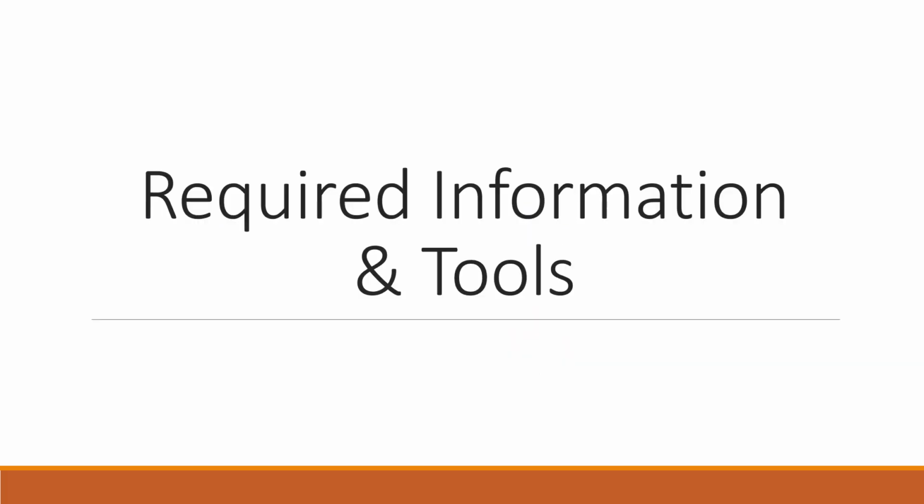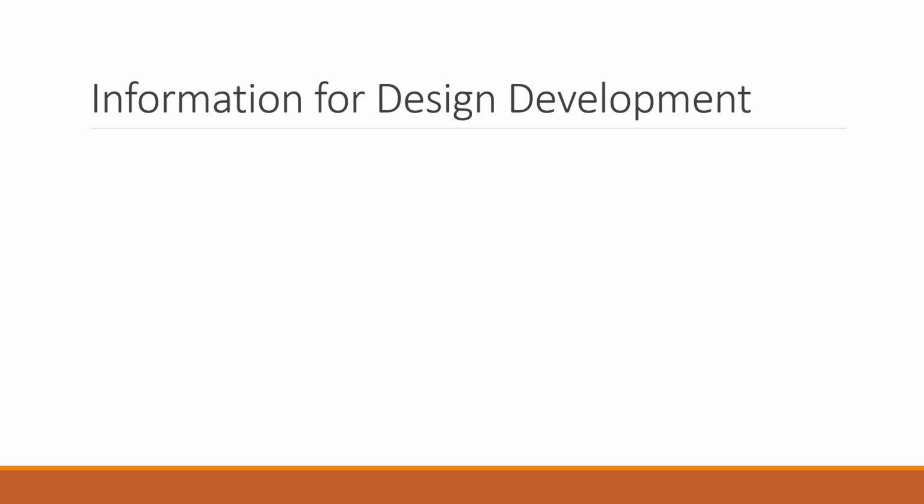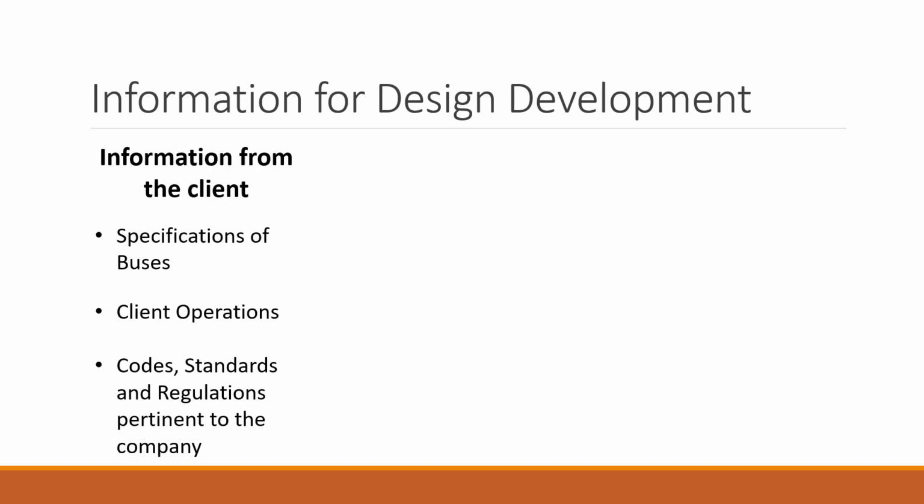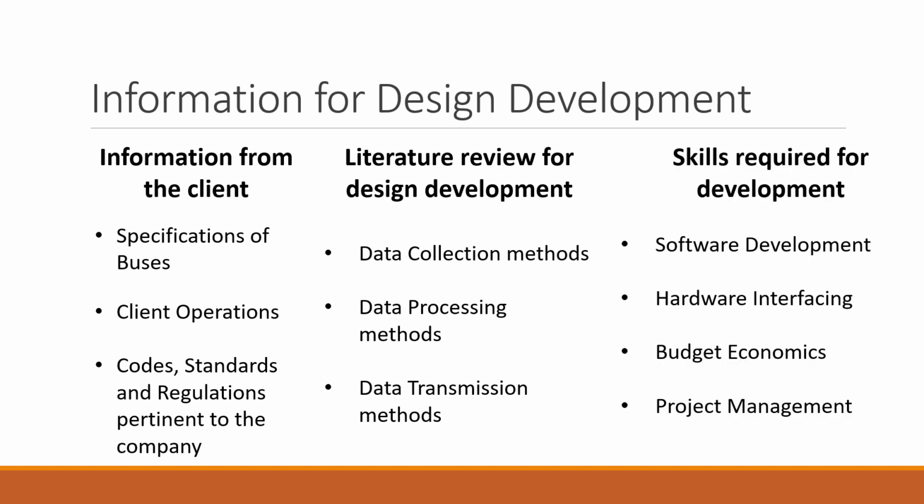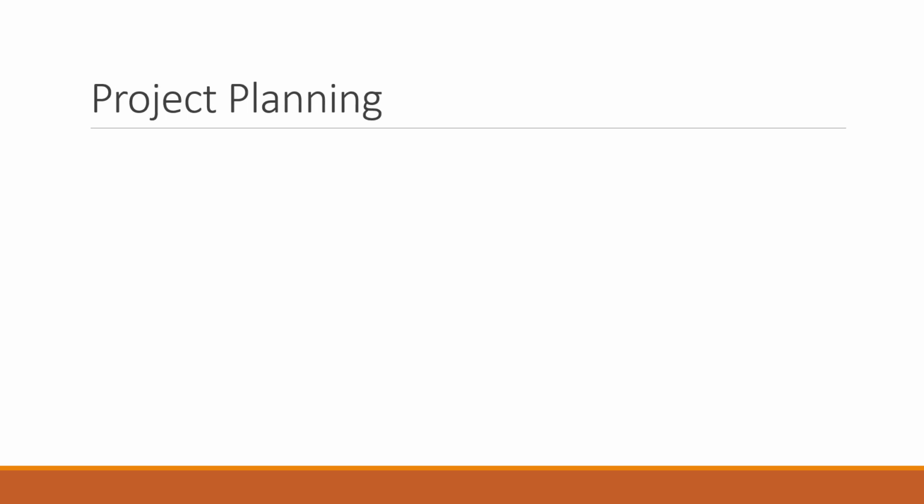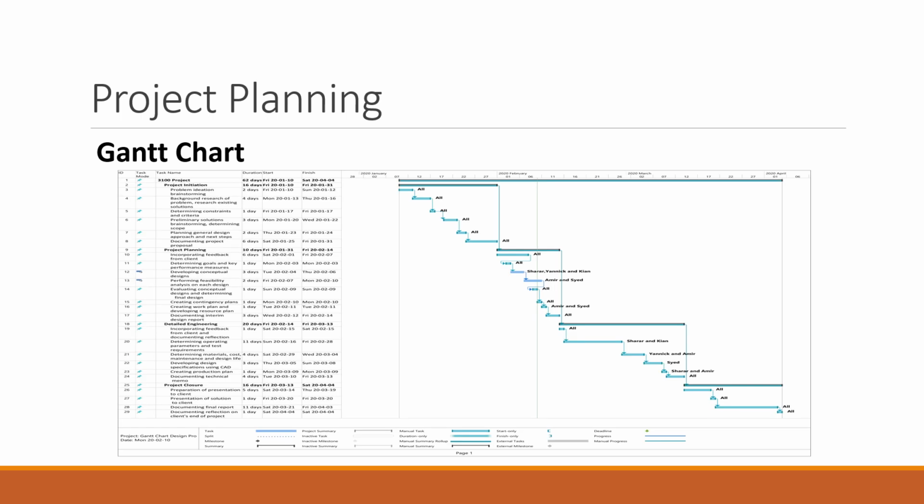So moving on with required information and tools. In order to design a solution to the problem, it was important to collect relevant information from the client, undergo literature review, as well as to understand the skills required, which was collected through online research and through brainstorming with the team. Afterwards, a Gantt chart was developed, which served as the most fundamental tool for keeping track of the project, laying out the important tasks at hand, as well as distributing the tasks among team members based on the expertise required to develop a solution.